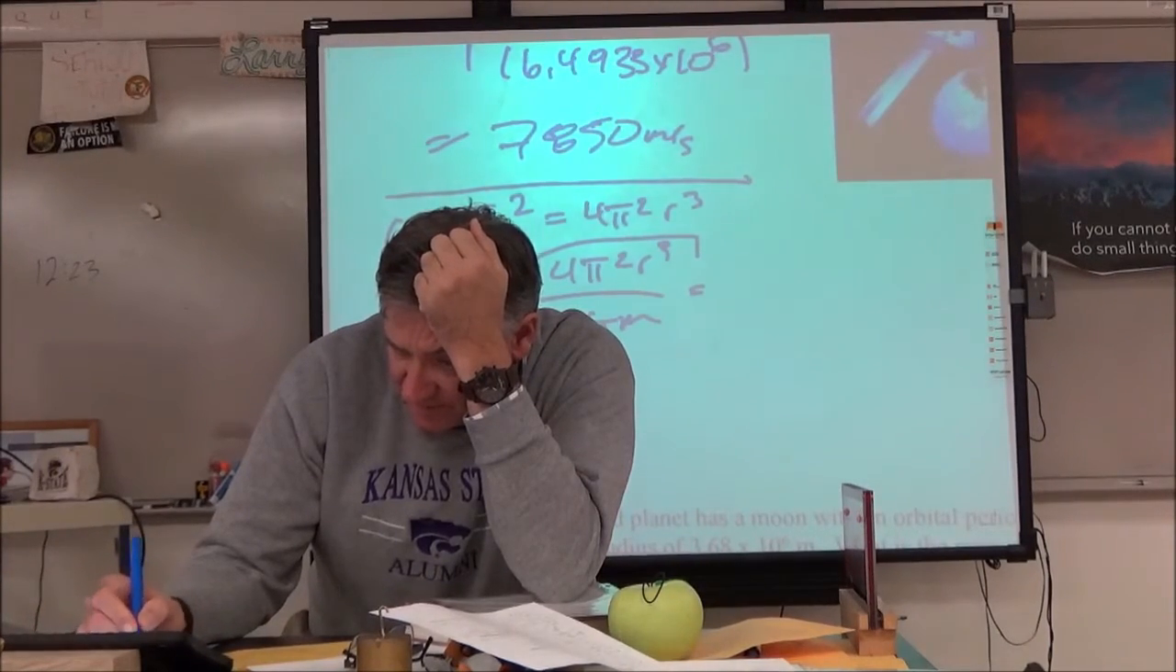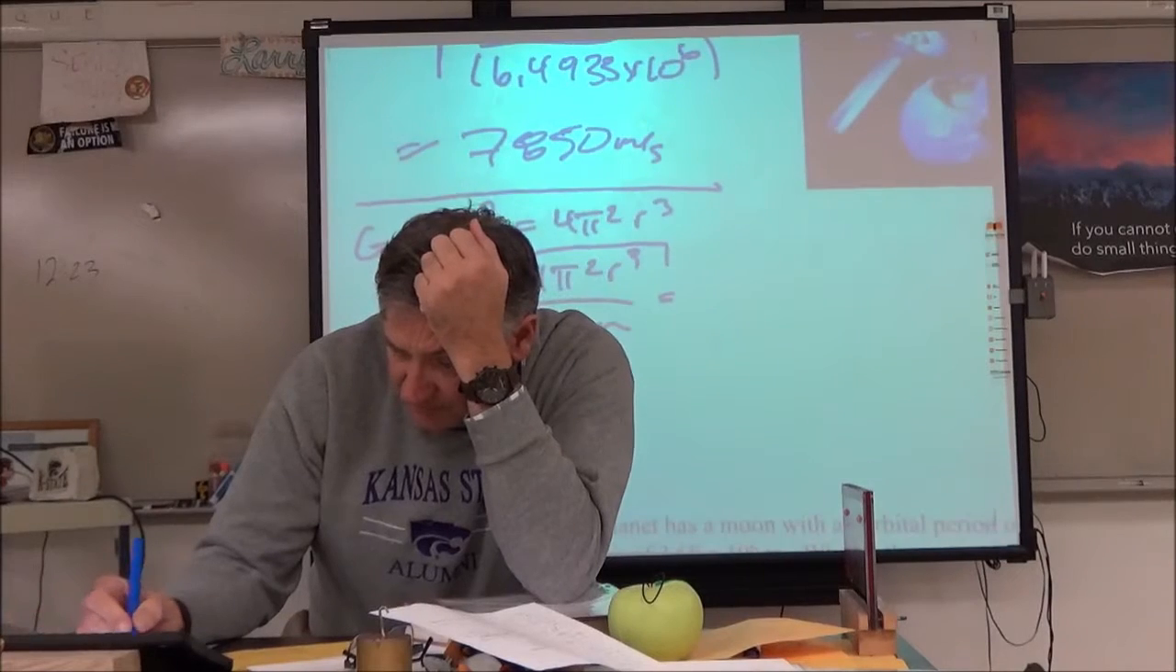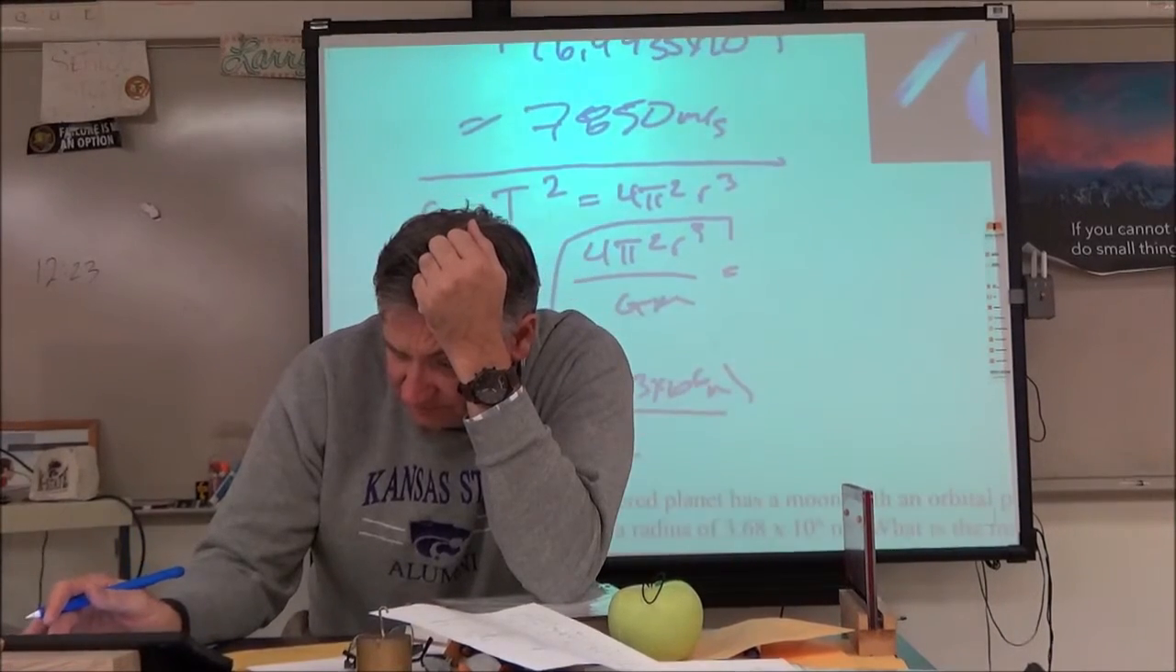So in this case I'm going to have 4 pi squared, and we've got that radius of 6.49 divided by big G mass of the Earth.